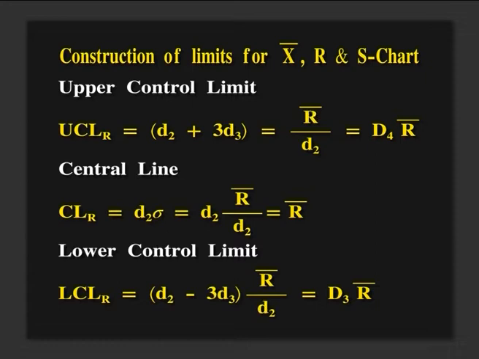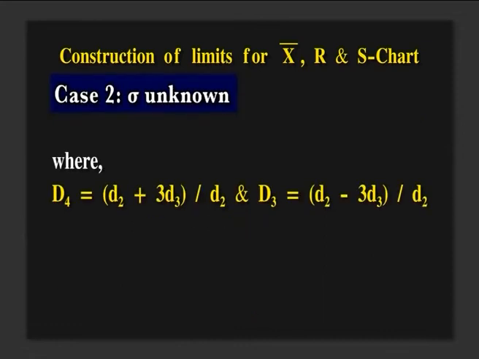or it is simplified as D3 R bar, where the constant D4 is equal to d2 plus 3 d3 by d2 and the constant D3 is equal to d2 minus 3 d3 by d2. Again the constants D3 and D4 are readily available from the table depending upon the subgroup size.